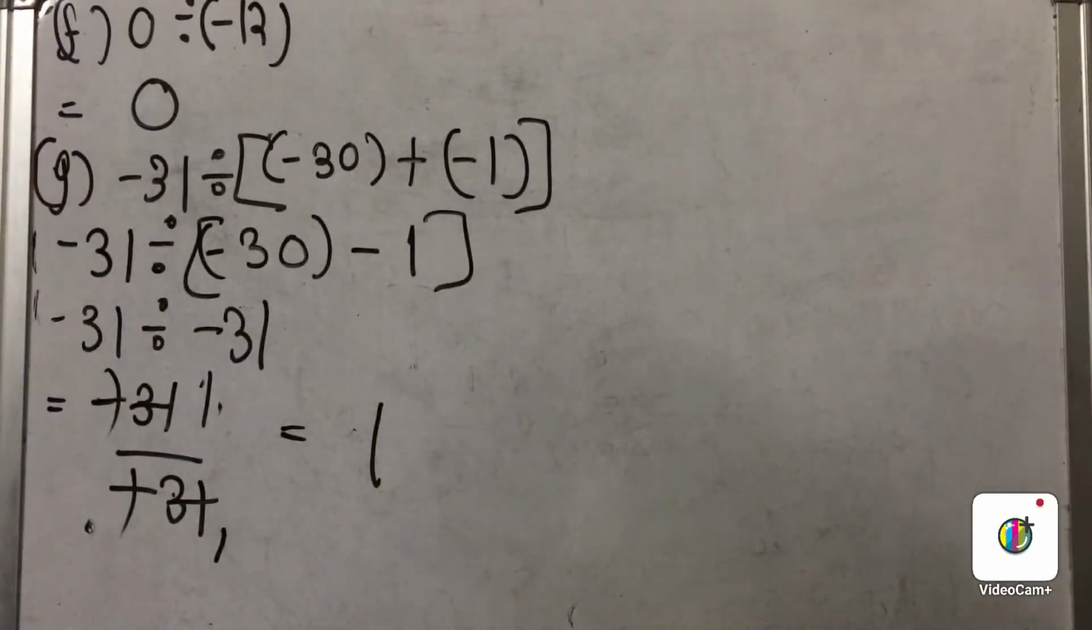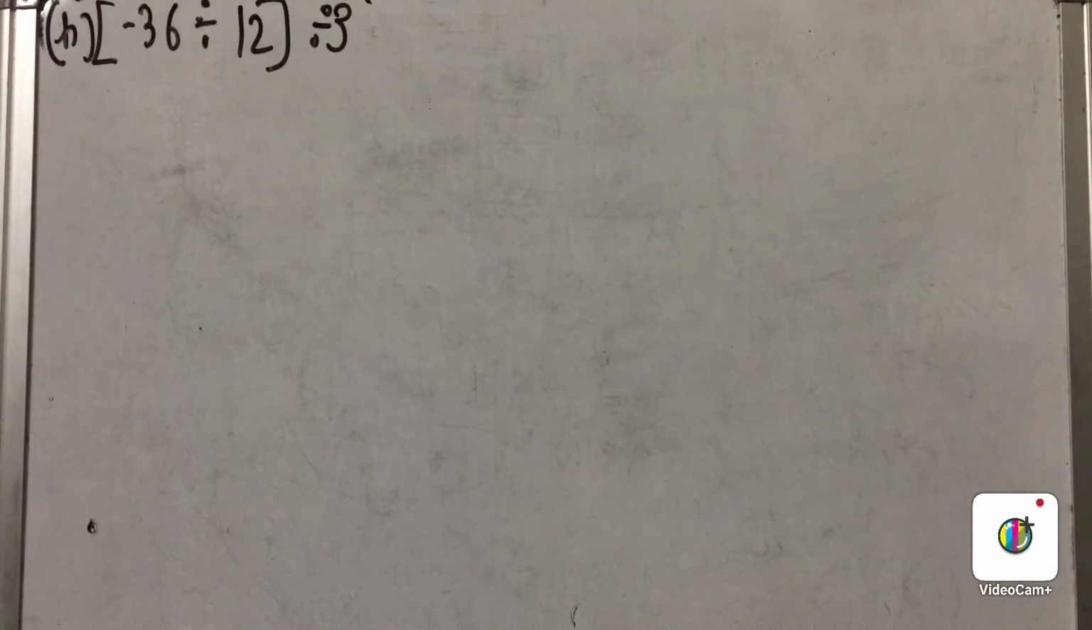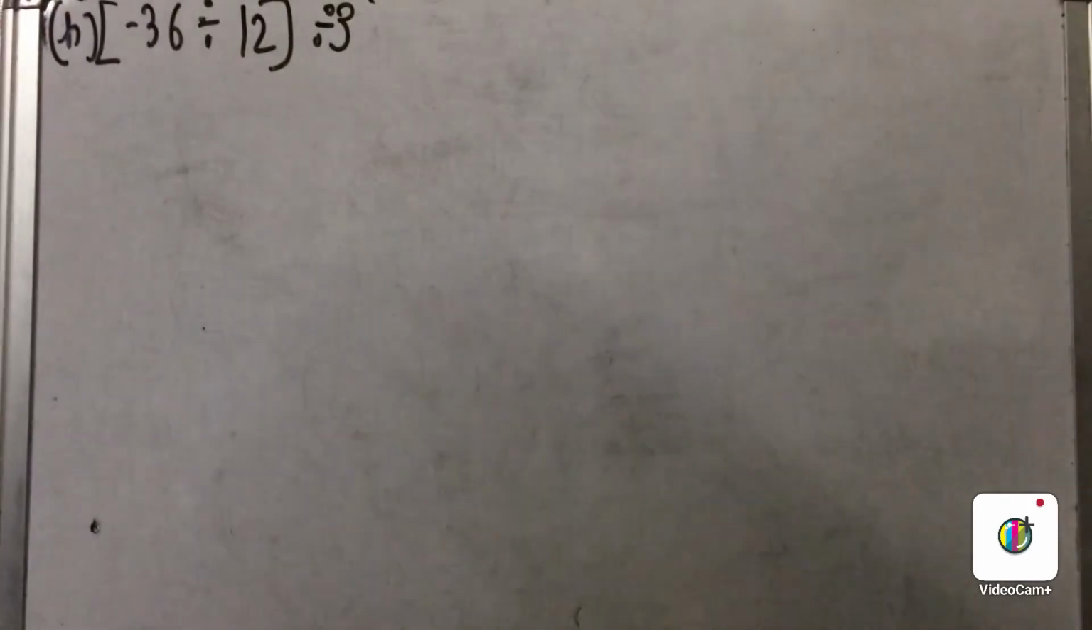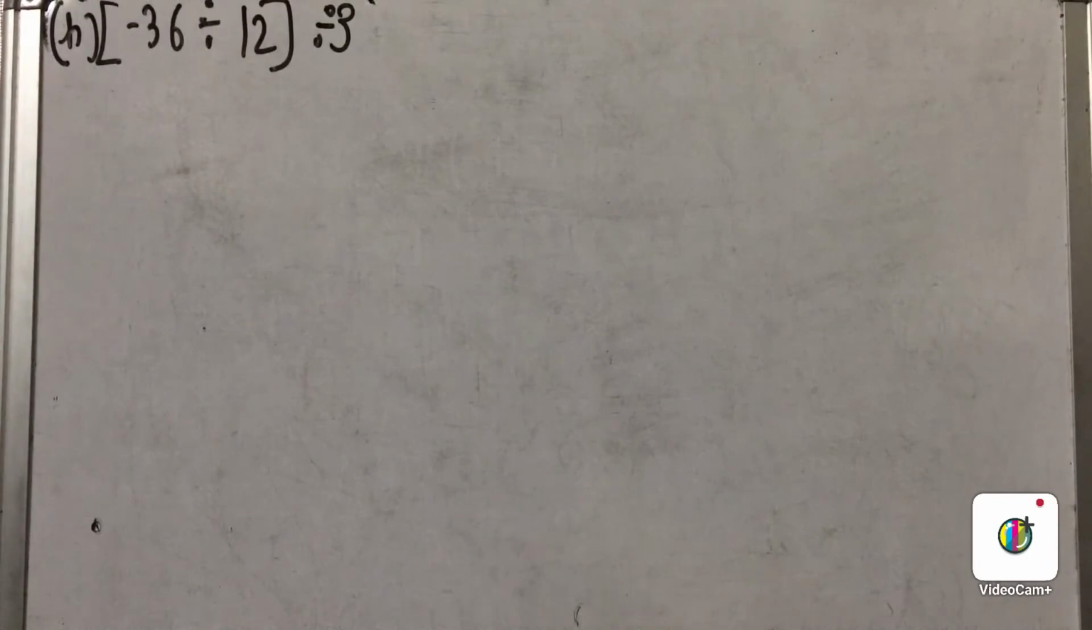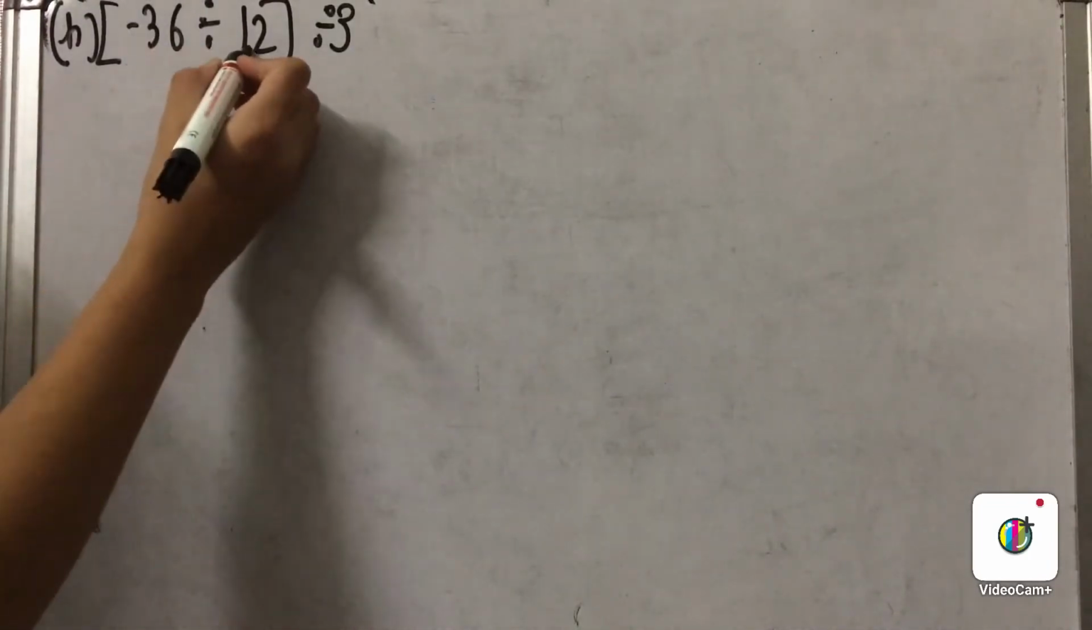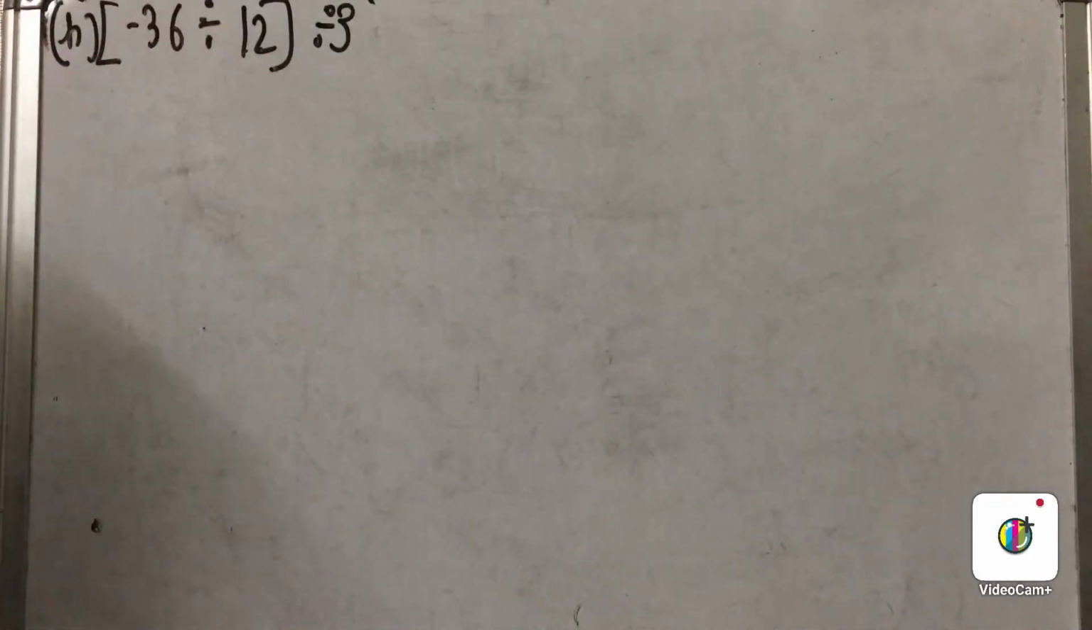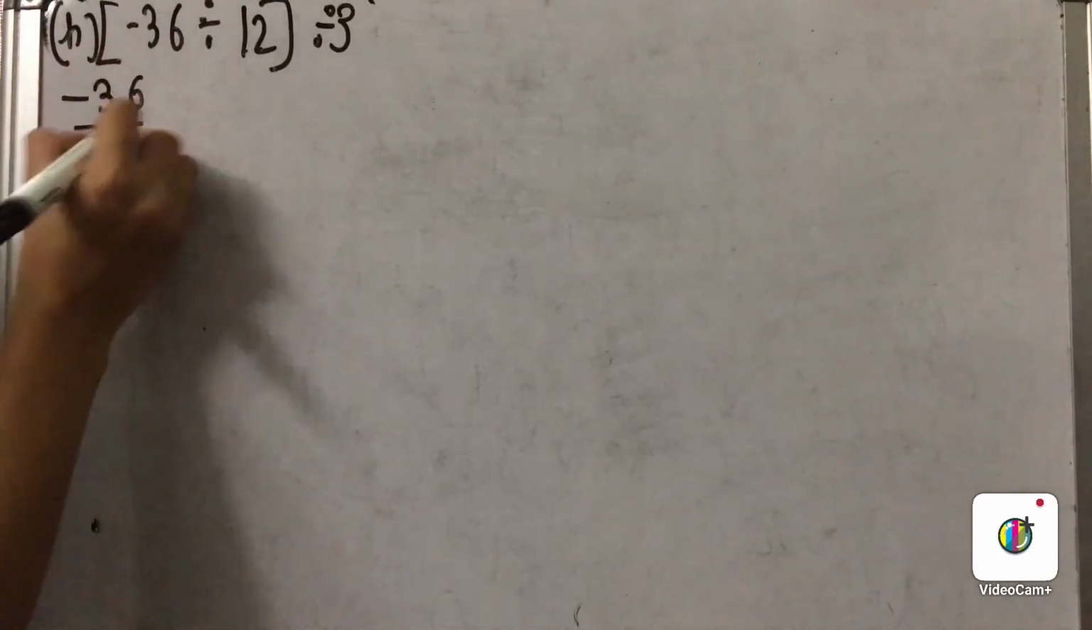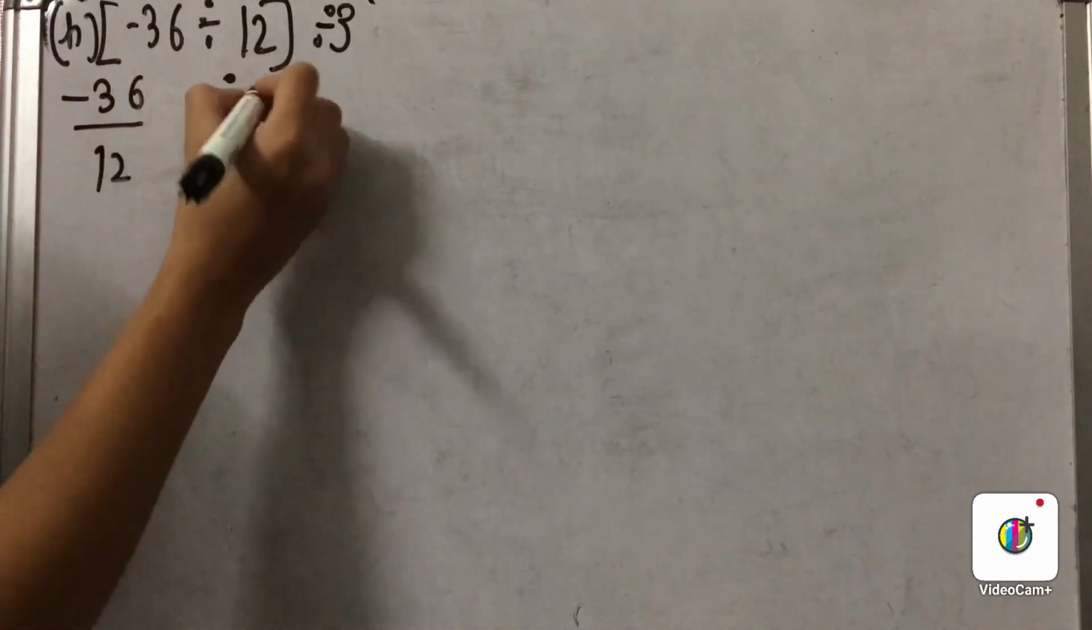Now let us come to our part number H. What is our part number H? Minus 36 divided from 12 divided by 3. So according to the BODMAS rule, you will firstly solve out the bracket, and to solve the bracket you will firstly divide minus 36 from 12. So now let us solve it. Can I write here 12 divided from minus 36? So I can write it like this, divided by 3.